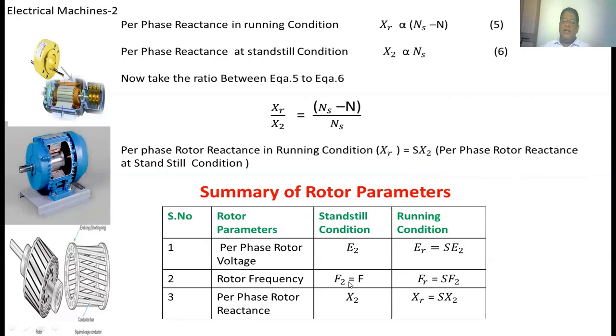The second one is the rotor frequency. At standstill condition, the rotor frequency is equal to the supply frequency, but in running condition, the rotor frequency equals slip times the rotor frequency at standstill condition, that is the supply frequency. This is F2. The third one is the per phase rotor reactance. At standstill condition we have taken it as X2, and in running condition XR equals S times X2.